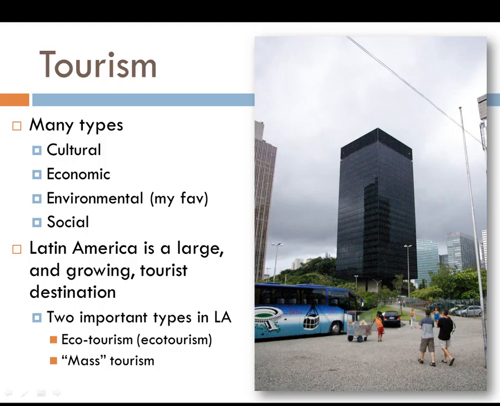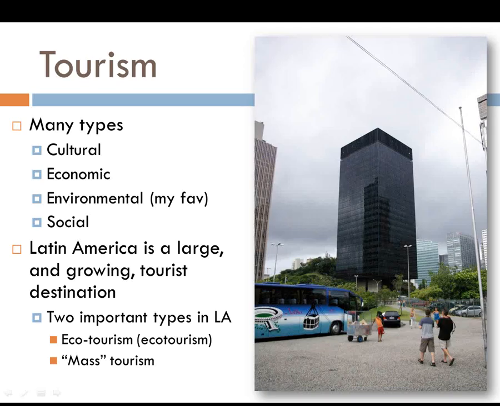So basically, environmental tourism includes anything you need the natural environment to do, and that even includes going to the beach. So environmental tourism is pretty popular, right? Latin America is a very large and growing tourist destination for global tourism, and we're going to see a lot of it in today's screencast. There are two really main important types: ecotourism and mass tourism. There are some distinguishing characteristics between the two.